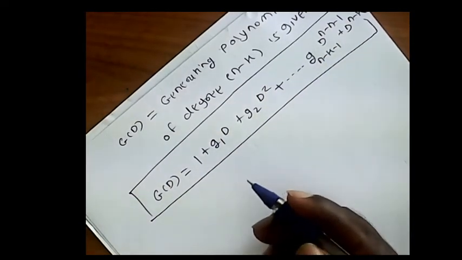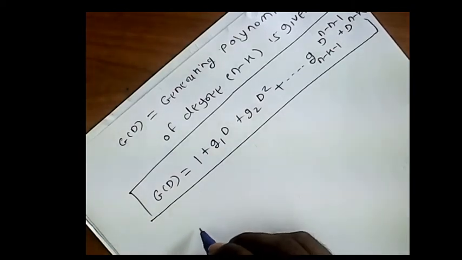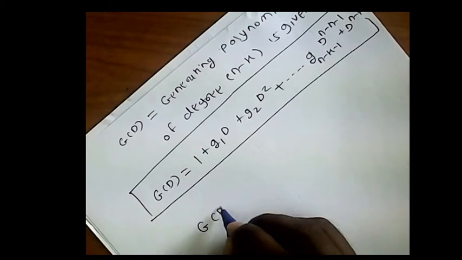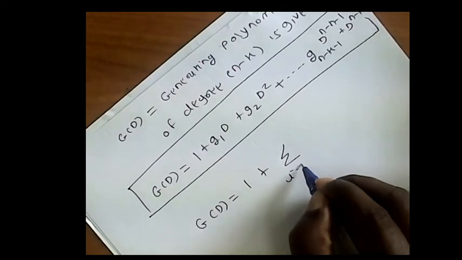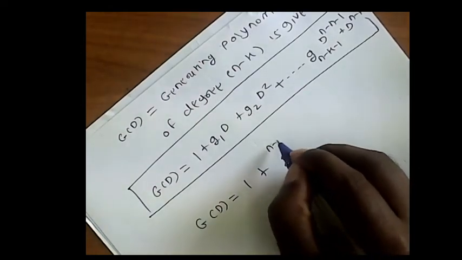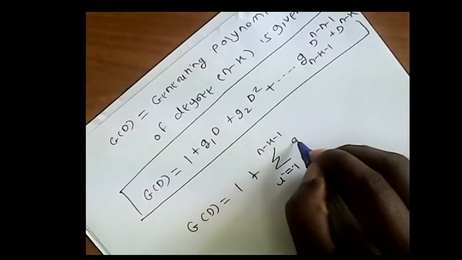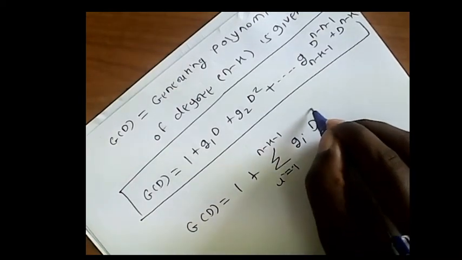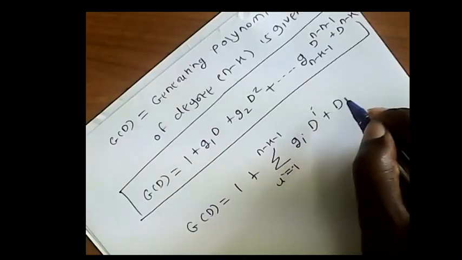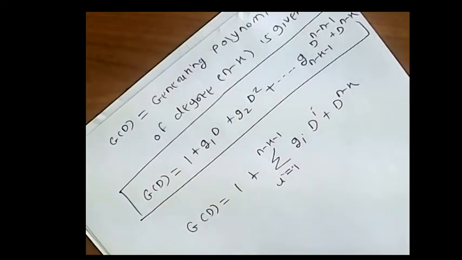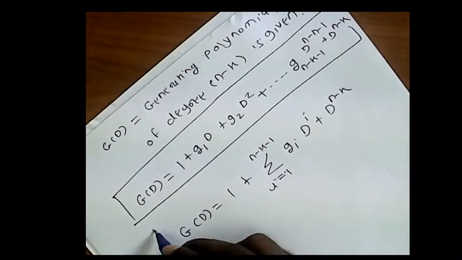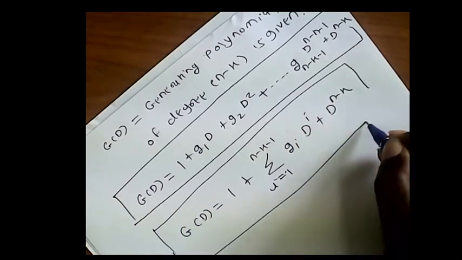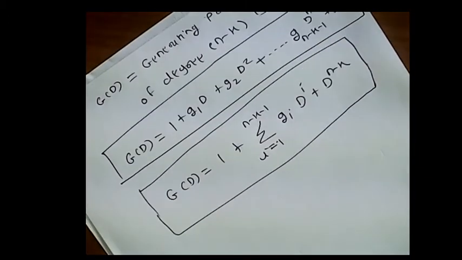The generator polynomial can also be expressed in terms of a summation equation. So g of d is equal to 1 plus the summation, i equal to 1 to n minus k minus 1, of gi times d raised to power i, plus d raised to power n minus k. This is another equation to represent the generator polynomial in terms of summation, to be remembered, which is very useful while calculating numericals on cyclic codes.